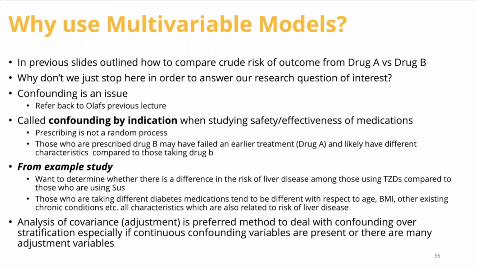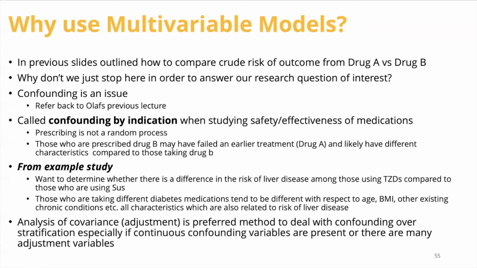We know that prescribing isn't a random process, and those who were prescribed a particular medication or drug B might have actually already failed an earlier treatment, like drug A, for example. And these two groups of patients likely have different characteristics compared to one another. A lot of the time, when there's different levels of treatment for a given condition, people who are on more progressive forms of treatment tend to be sicker, older, whatever, compared to people who are on first line treatments. But then when you're comparing a first line treatment to a third line treatment, this comparison is going to be confounded by indication.